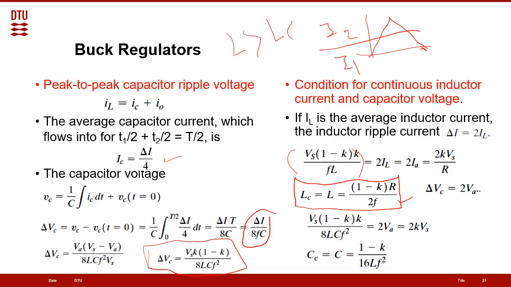Again, the same thing, we do it for this equation to find the condition for continuous mode for the capacitor. So again, we assume that 2VA is the maximum ripple. Then from this equation, we can find the critical capacitor. So if the capacitance is less than this CC, then your converter will be operating in discontinuous mode.